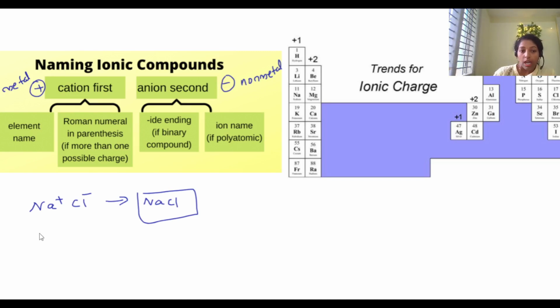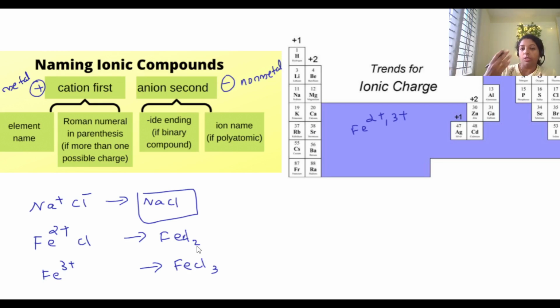Suppose we are writing iron chloride. As I told you, iron has a 2 plus state as well as a 3 plus state. So Fe 2 plus can form FeCl2, or Fe 3 plus can form FeCl3. Both forms are available, so you need to name them differently.